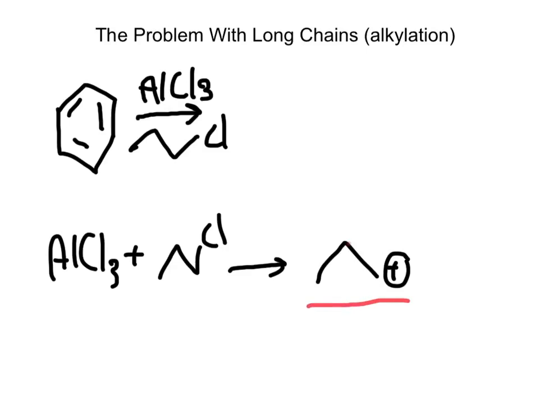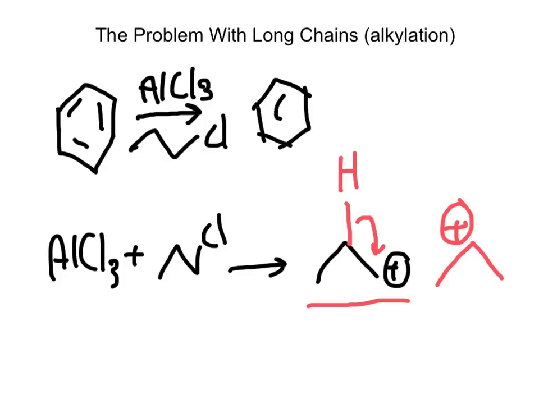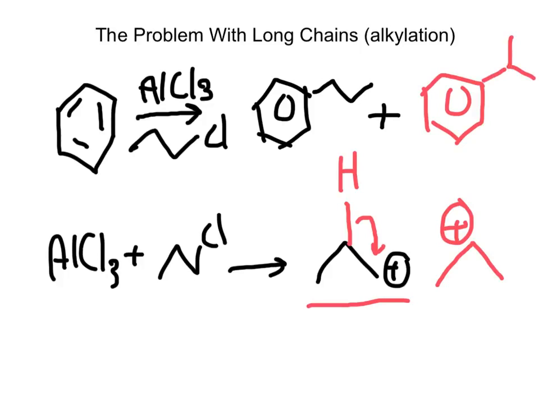However, this result can undergo a hydride shift, also forming the secondary carbocation. So in the end, we'll get our normal product that we would expect, but we'll also get the rearranged product with the propyl group. And since organic chemists want to control everything, this is not the best reaction for adding long chains onto benzene rings.